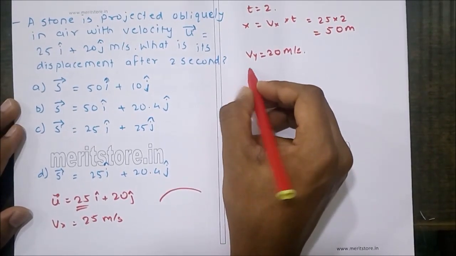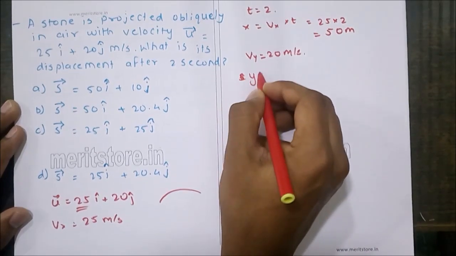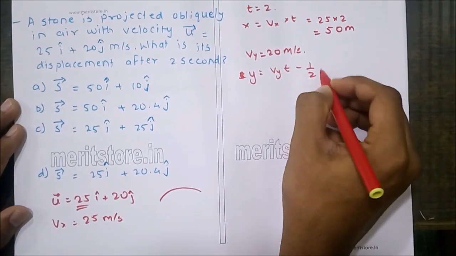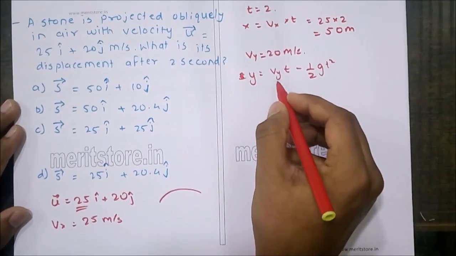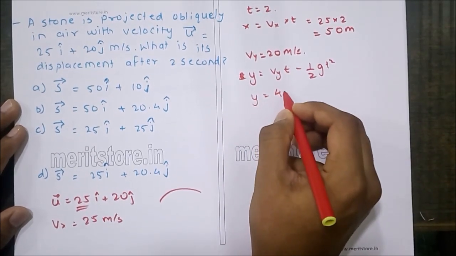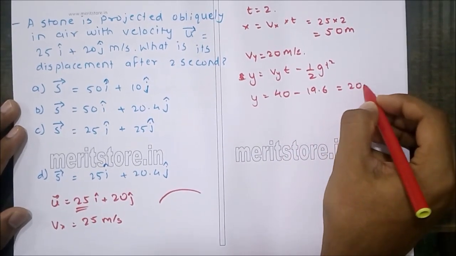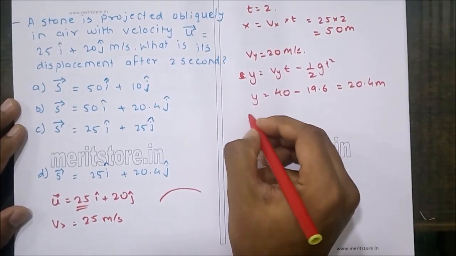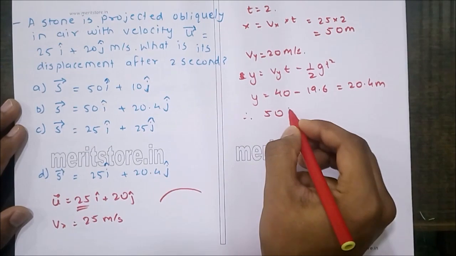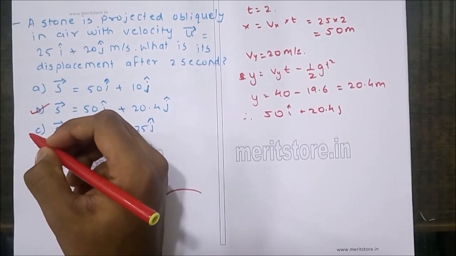So after a time period of 2 seconds, the displacement in the y direction is given by Vy into t minus half g t square. Substituting the value of t as 2, we get y equals 40 minus 19.6, which is equal to 20.4 meters. Therefore, displacement after 2 seconds can be written in vector form as 50 i plus 20.4 j. Hence, option B is the correct answer.